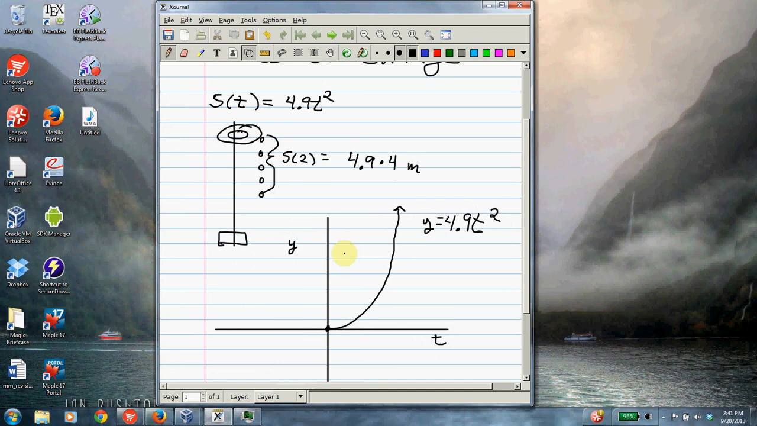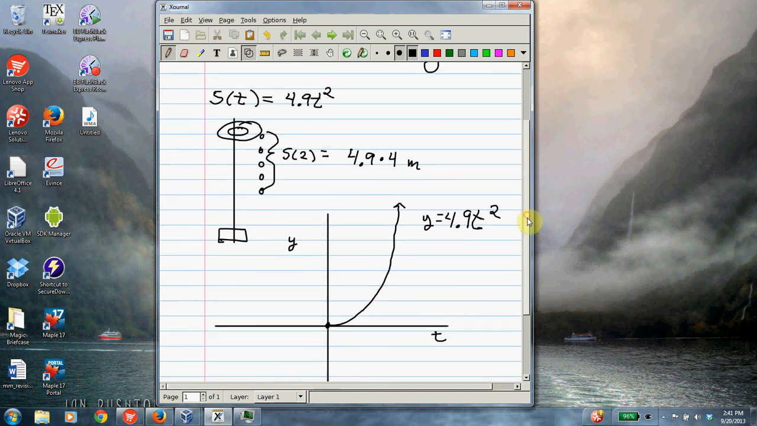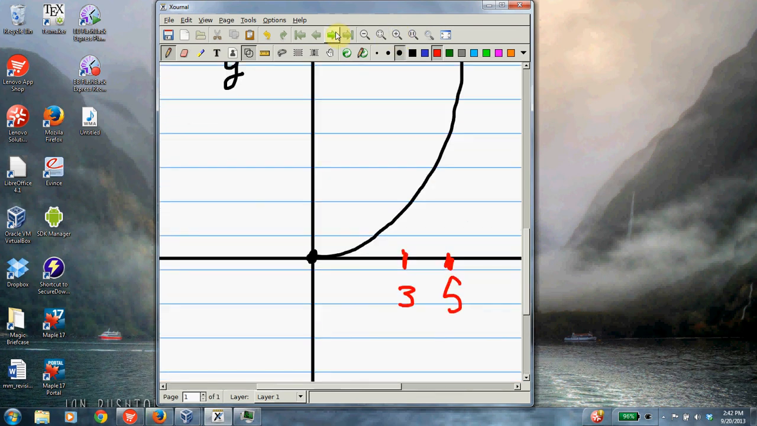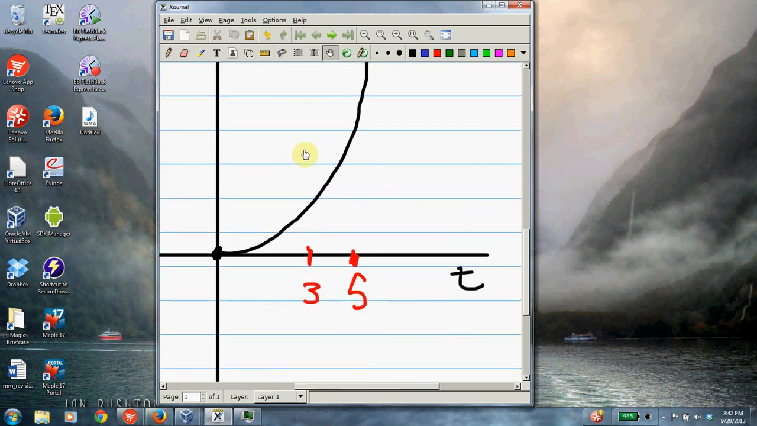And let's say that we want to know what is the average velocity of the ball between, let's say, the 3rd second and the 5th second. Okay, so here's 3 and here's 5. And I have a feeling I'm going to be doing some zooming in. So here's 3 and here's 5.